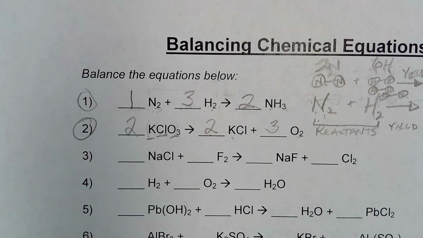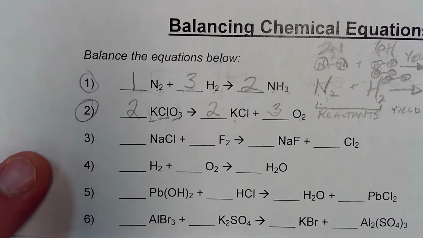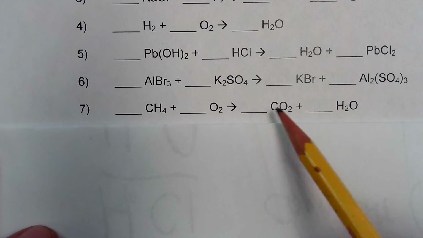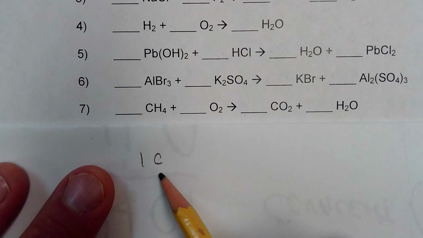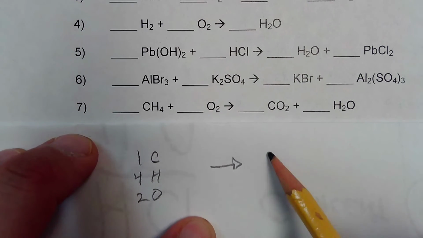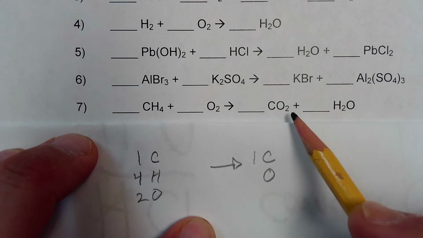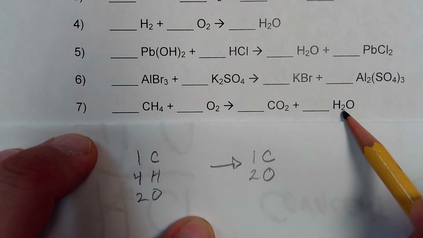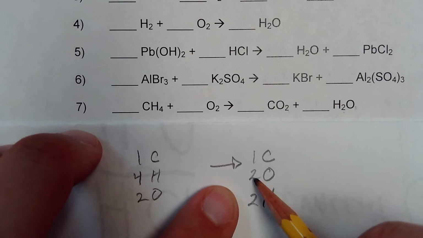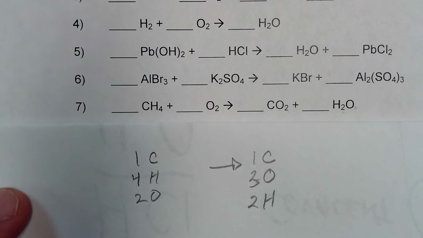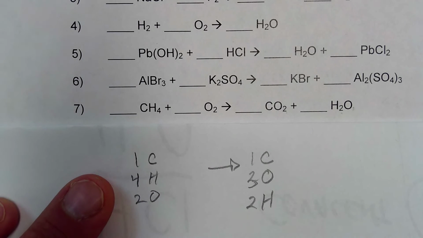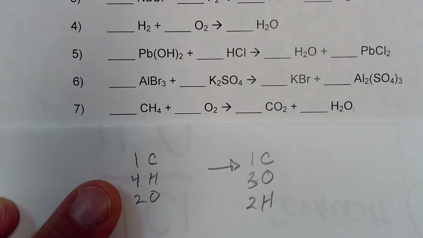Okay, let's try another one. Try number 7. CH4, O2, got 1 C, 4 H's, 2 oxygens. It's going to yield 1 C. Got 2 oxygens here, 2 hydrogens here, and 1 more oxygen. So it's actually 3 oxygens, okay? How can I change this around? Well, step 2 says count all of them, which we did. Step 3 says pick an element that is not equal and add some coefficients.